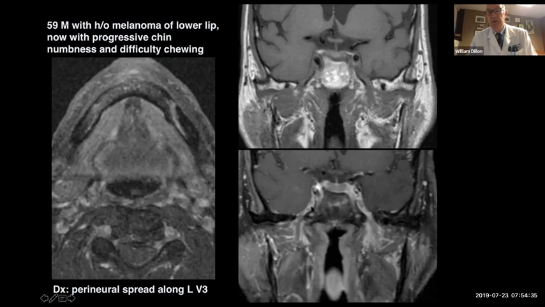And here we see abnormal enhancement. Notice on the right side a normal size V3 with a little bit of enhancement around it, which is normal. This side on the left is very abnormal, and you can see the masticator muscles are atrophied because this tumor is involving the innervation of the muscles via V3.